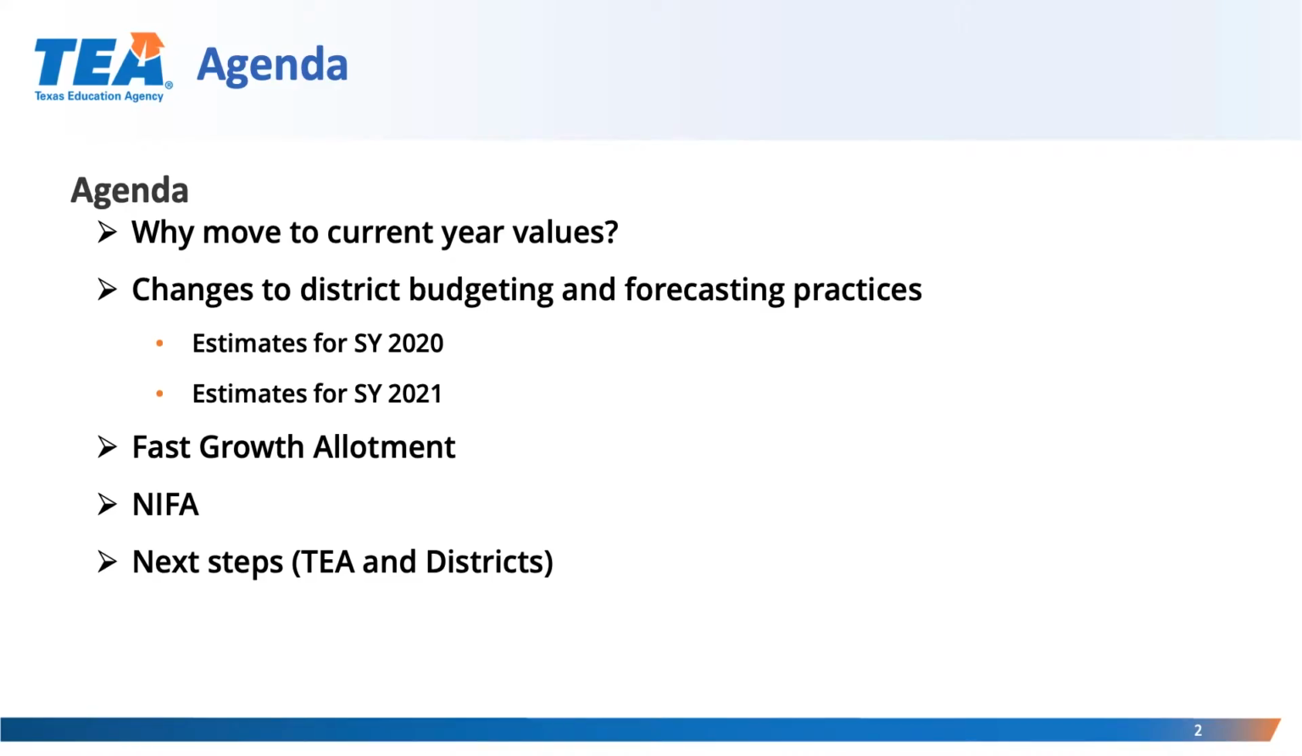This is our agenda for today. First, we're going to look into why the legislature decided to move to current year values. Then we're going to address some changes to district budgeting and forecasting practices that would be a result of this change. We're going to talk about estimates for school years 2020 and 2021. And then we're going to look at how the fast growth allotment is going to work. We'll have a brief discussion of some changes to the new instructional facilities allotment, or the NIFA program. And then we'll address next steps for TEA and districts.